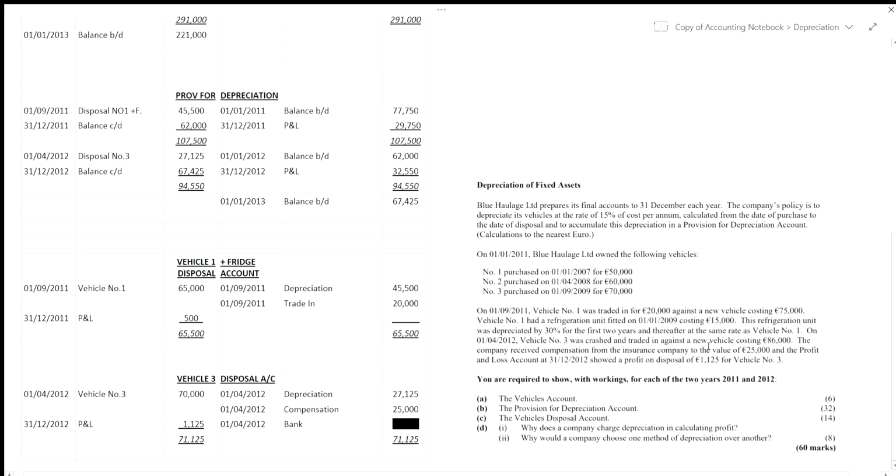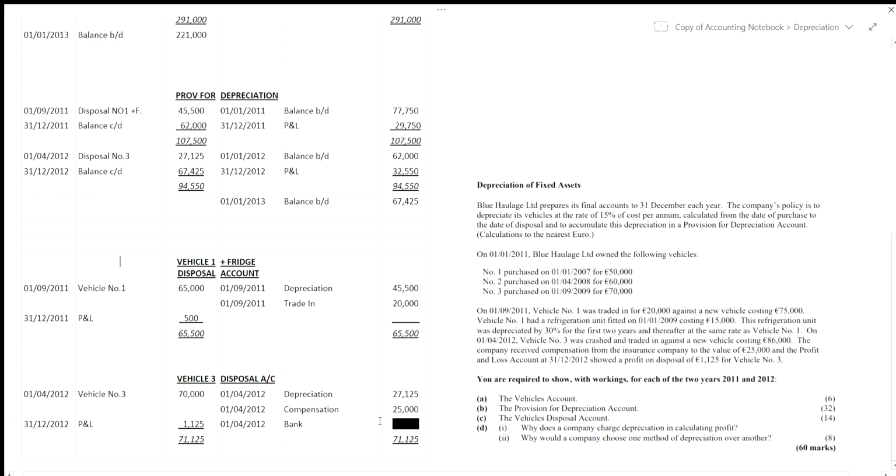And what we're told after that is we're actually told what the profit was. We're told that the profit and loss account showed a profit on disposal of 1,125. So usually the missing figure is the profit figure. But in this case, they told us the cost is 70 grand. It had dropped in value by 27,125. That was a compensation. They actually tell us how much the P&L was. They told us we made a profit. So profit is shown here on the debit side, 1,125. If I add up both sides, I get 71,125.